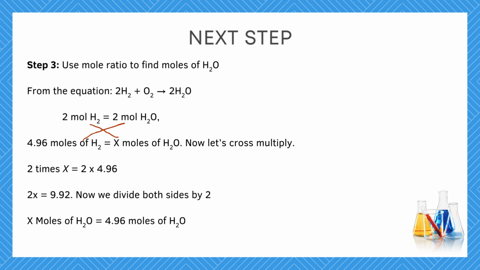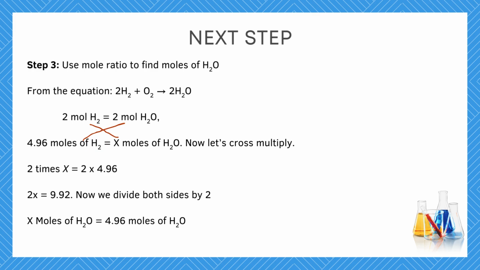If we cross multiply, it becomes 2 multiplied by x being equal to 2 multiplied by 4.96. 2 multiplied by x gives us 2x. 2 multiplied by 4.96 gives us 9.92. So now we simply divide both sides by 2 in order to get x. When we do that, x moles of H2O now becomes 4.96 moles of H2O. Now we have found the number of moles of water that is produced.